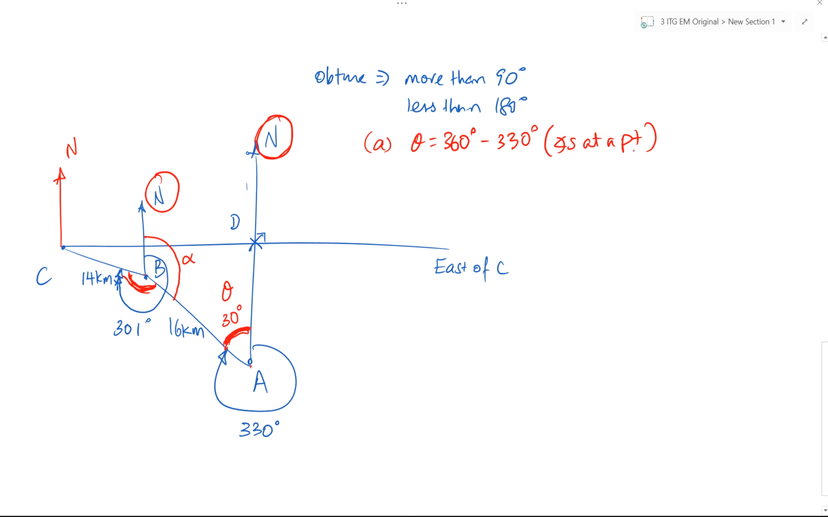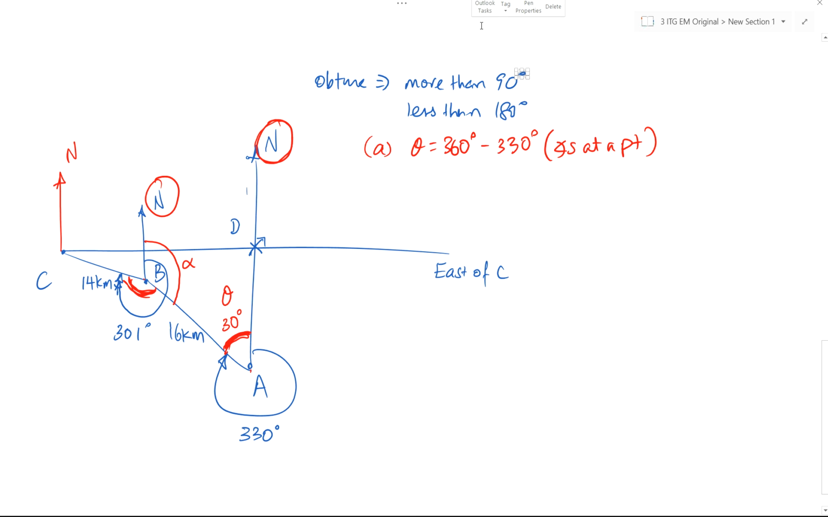All your reasons are still important. So we get 30 degrees for theta. Then next, alpha equals 180 degrees minus 30 degrees. Reason, interior angles, parallel lines. So please check your working, your presentation. Is it the same as mine? So we get 150 degrees.